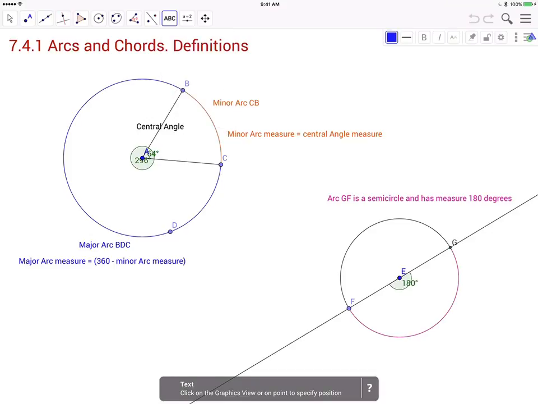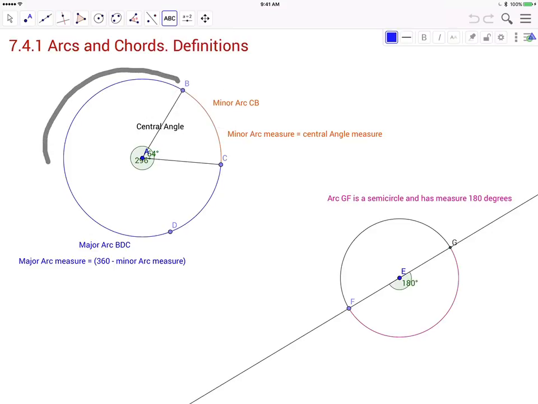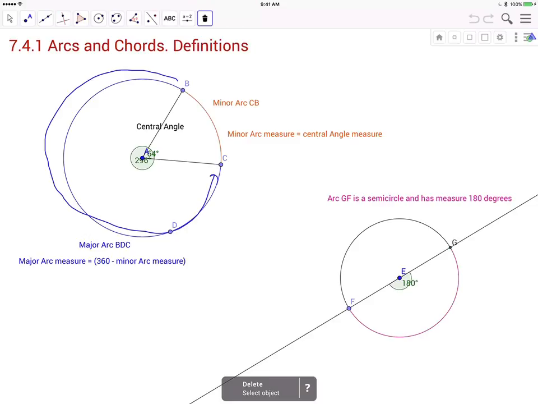And so you may end up seeing BDC is all the way around, whereas minor arc CB is important. So I want to take that out.